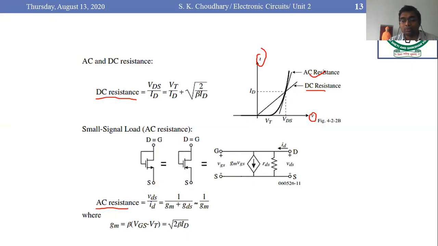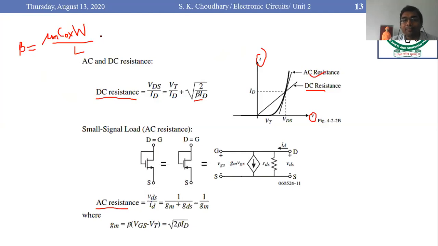We do not have to describe this mathematically very much, but we have to come to the final formula. Here one new term, beta, is used. So what is actually beta? Beta is nothing but it is equal to mu n Cox W by L. Okay, this is your beta.